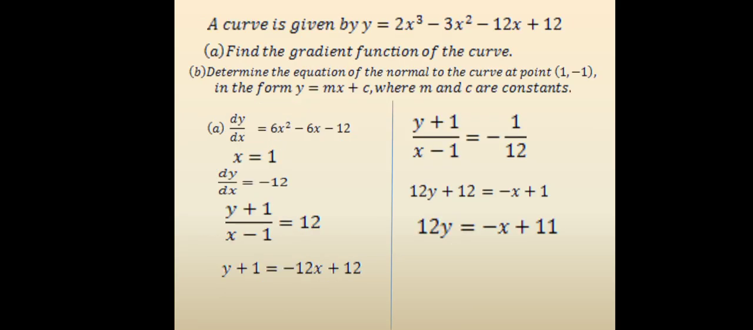A curve is given by y equals 2x cubed minus 3x squared minus 12x plus 12. A. Find the gradient function of the curve. B. Determine the equation of the normal to the curve at point (1, negative 1) in the form y equals mx plus c, where m and c are constants.